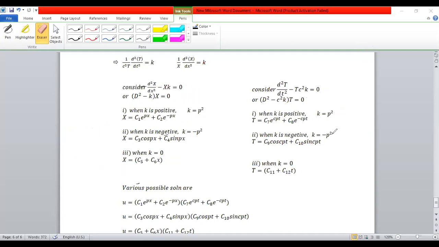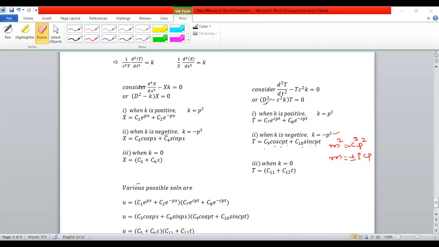Next, when k is negative, say k is equal to minus p square, then the auxiliary equation will be m square is equal to c square into k, and k is minus p square, so minus c square p square. Therefore, m is equal to plus or minus i into cp. Both the roots are complex roots. Therefore, rule number 3 is applicable. T is equal to, real part is 0 and imaginary part is cp, some constant c9 into cos cp into t plus c10 into sin cp into t. This is the second case.